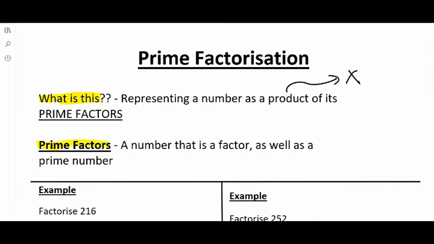What is a prime factor? What does this word mean? This word is simply a number that is a factor as well as a prime number. Let's take, for example, the number 10. The factor pairings of 10 are 1 and 10, obviously, and 2 and 5. Out of all the factors of 10, these are prime numbers. Remember, 2 is a prime number, 5 is a prime number. So, in other words, 10 can be written as 2 times 5, a product of its prime factors.